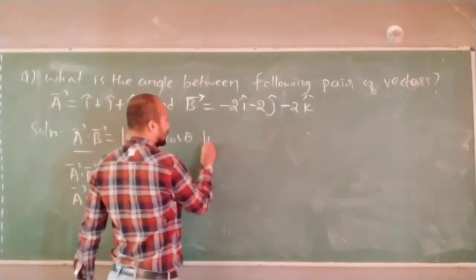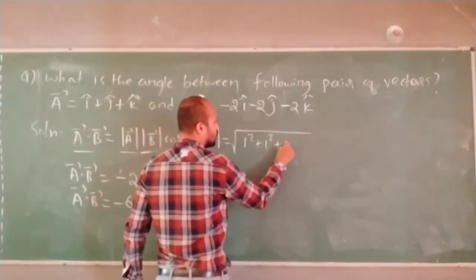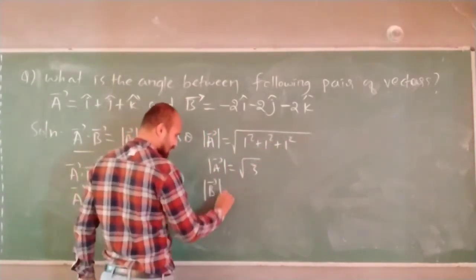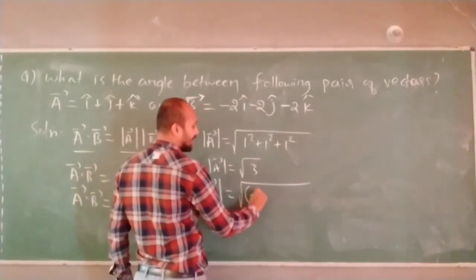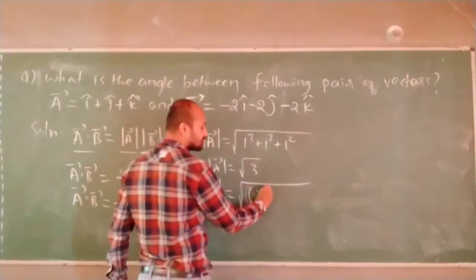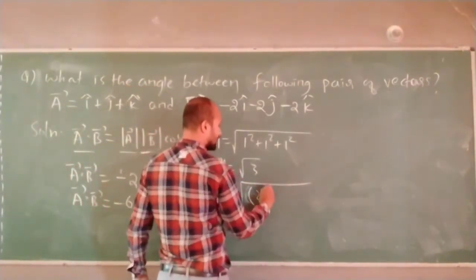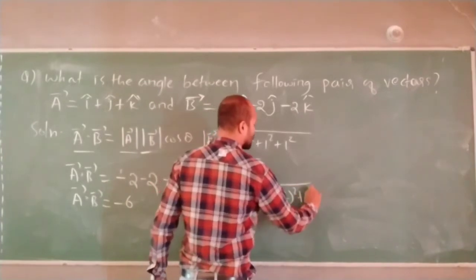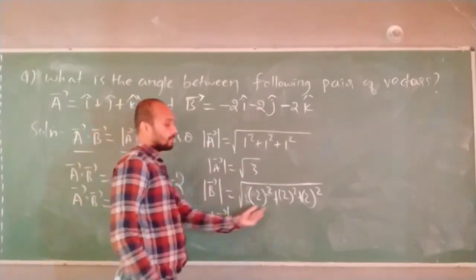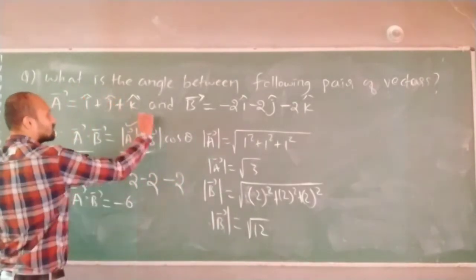What is mod a? Just now I found out root of 1 square plus 1 square plus 1 square, that is root 3. What is mod b? You want to take minus 2 whole square, but I am taking only values. Anyhow the result will be same because minus 2 squared, the square will always cancel the negative sign. So this will become 2 square plus 2 square plus 2 square. Magnitude of b will be equal to 4 plus 4 plus 4. This is root 12.